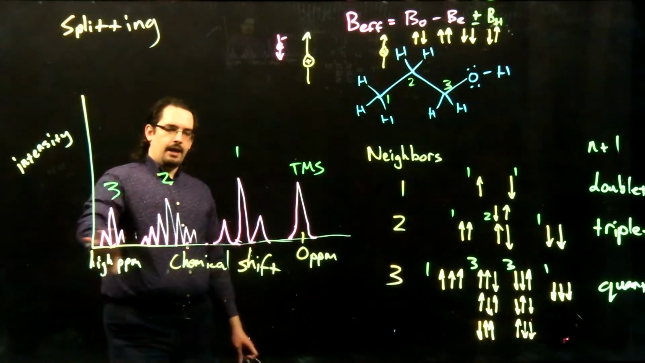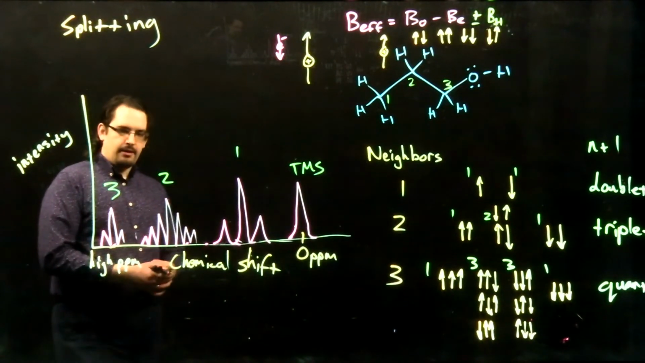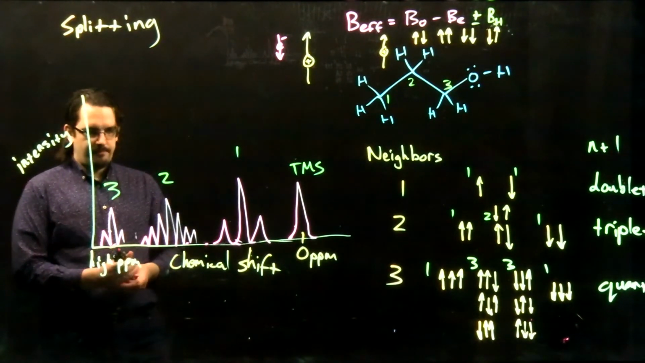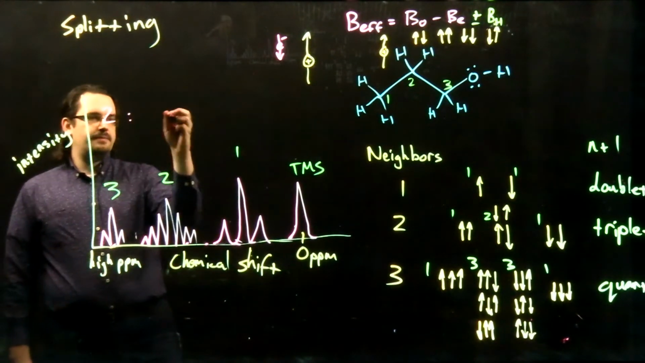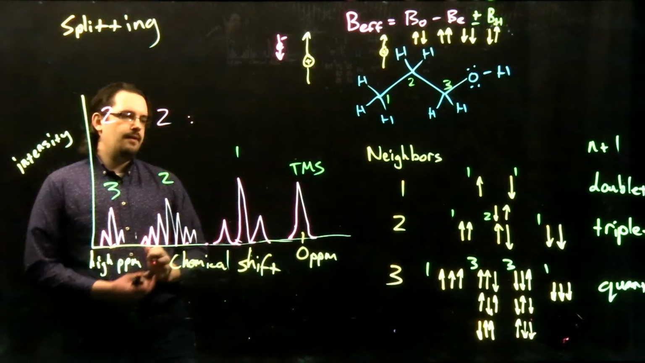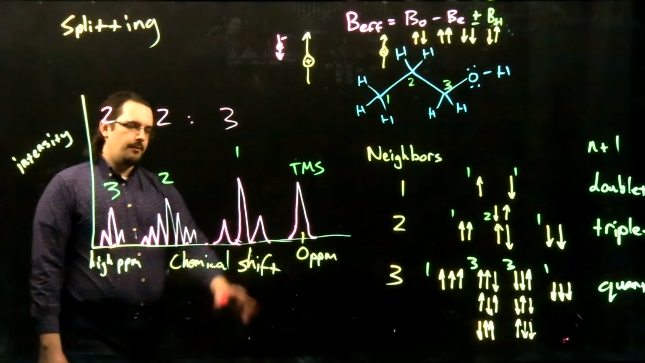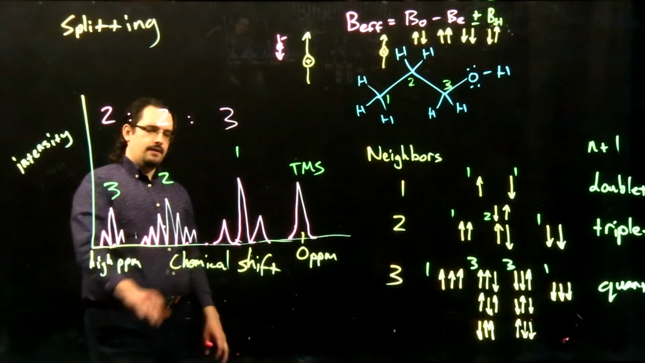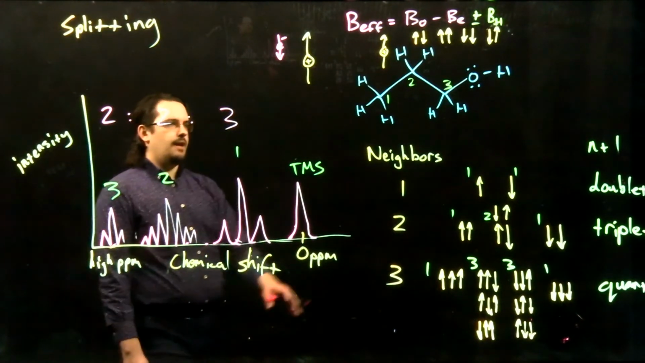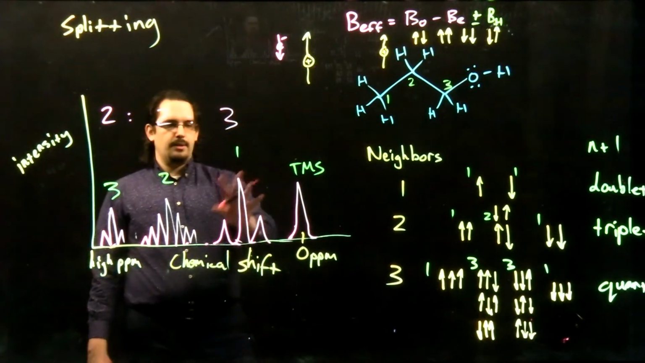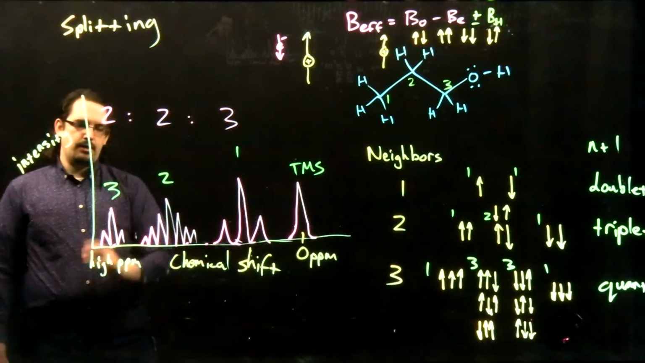And again, still our integration pattern is the same. So the overall area of this peak would be 2. The overall area of this peak would be 2. And the overall area of this peak would be 3 relative to each other. We can combine the areas of these different split peaks because they're all based on that same group of hydrogens. So we'd combine all these together in our integration. We would combine all of these, and we'd combine all of these as well.